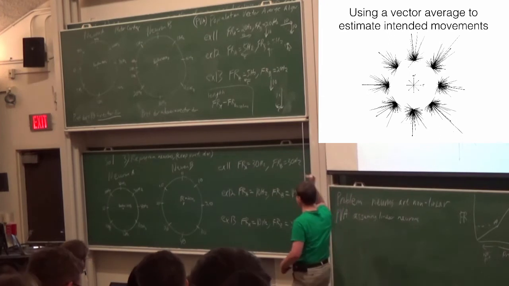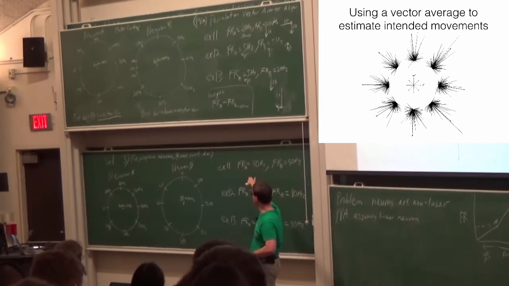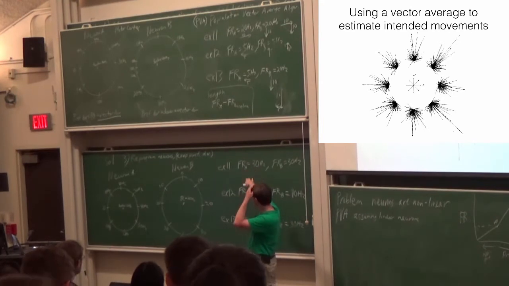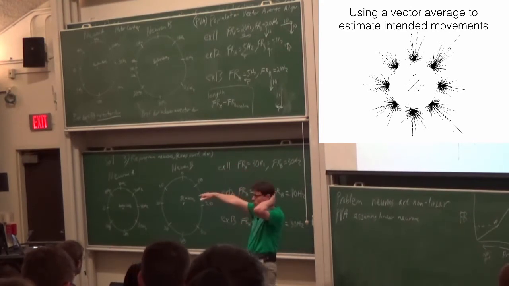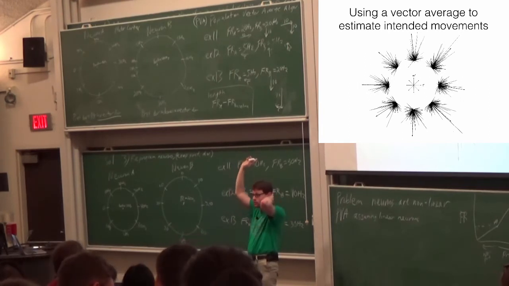Okay, so as you're finishing up, with example 11, our firing rate for neuron A at this point in time is 30 hertz, the baseline's 20 hertz. What direction do neuron A vectors point?